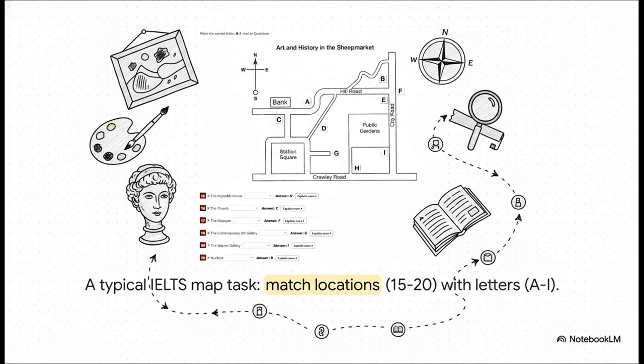All right, so here's the map we'll be working with today. It's the Art and History District in a town called the Sheep Market. Our job is pretty straightforward. We're going to listen to an audio tour, and we need to label the locations, numbers 15 through 20, with the correct letter from A to I.